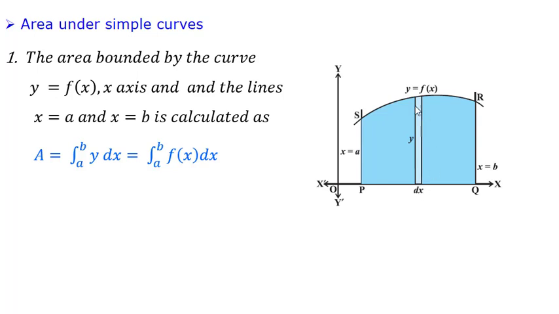Now this strip continues from this point P to point Q, so our limits of integration are a to b. And what do we have to integrate? We have to integrate y dx, that is, y with respect to x. As we have to integrate with respect to x, first we convert y in terms of x. So the area is the integration of f(x) dx between limits a and b. You will understand this clearly when we do problems. So when we have the area between the x-axis and a curve, this is how we are going to calculate.